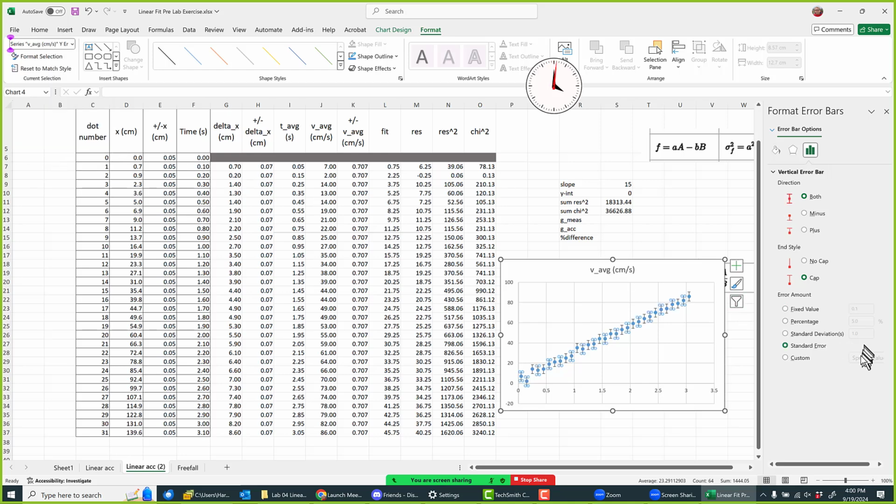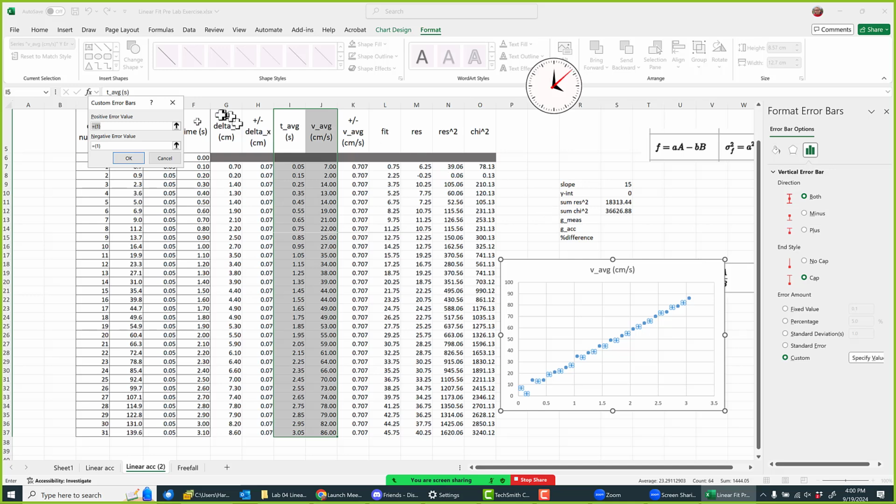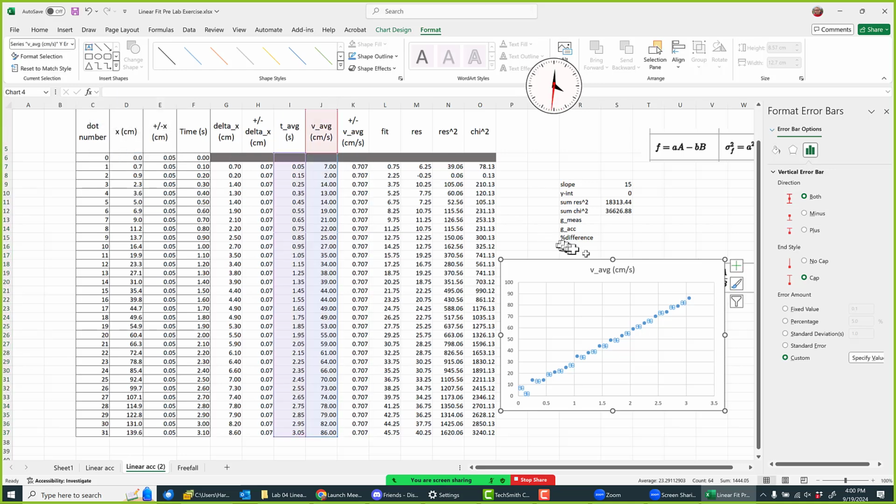And now we use custom value. Oops. Come on. And the custom value is these plus minuses we calculated. And the plus minus, again, the same numbers. It's probably going to be awfully small. We probably can't even hardly see them. And that happens to be true. We can't see them.